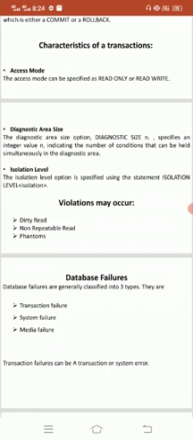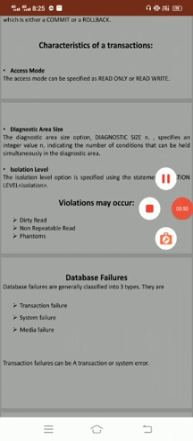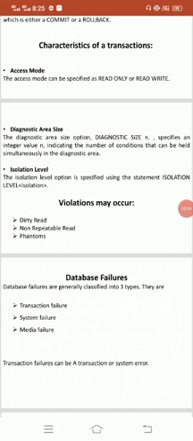Which is the default access mode? Read write, because read only is there, but read write contains both read operations and write operations. That way it includes read and write operations.